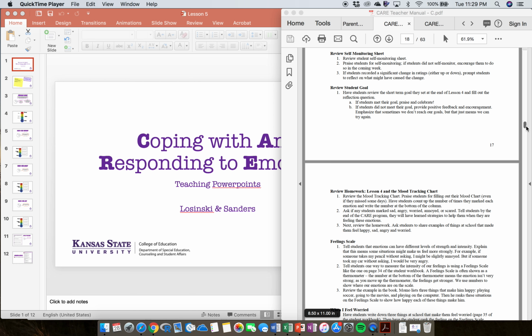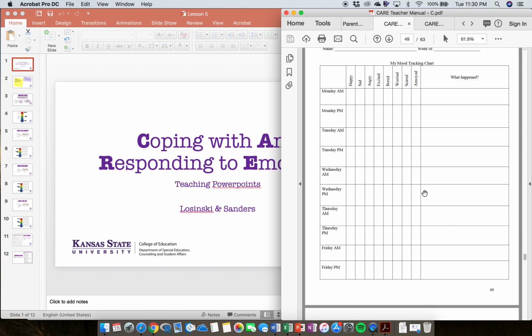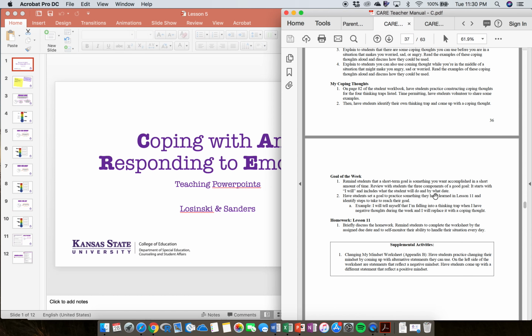So I'll show you what I'm talking about. If we come down here to our mood tracking chart, go ahead and have students count how many times they were happy, how many times they were sad, how many times they were angry, and put that number there at the bottom. And have students just reflect on what emotions did they feel the most, what emotions did they maybe feel the least, are there any emotions that they would like to feel more of, and just kind of have a conversation about the different emotions students felt through the week, if they were surprised by any of the numbers that they saw. So they can reflect over that mood tracking.